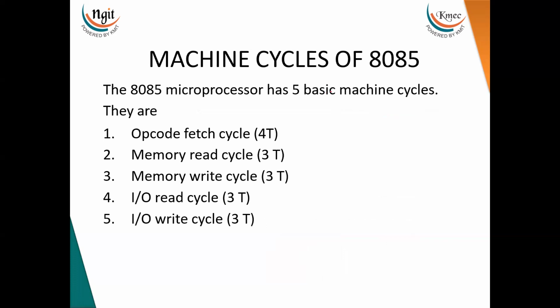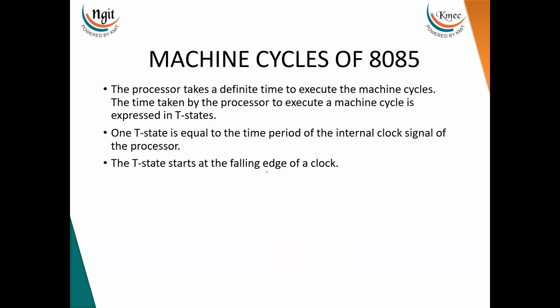Now, 5 basic machine cycles are available. One is opcode fetch. For that, 4 T states, or 4 clock pulses, are required. Then memory read, memory write, IO read, IO write. These are the read and write instructions. For these, 3 T states are needed. Now, first we will try to analyze the opcode fetch.